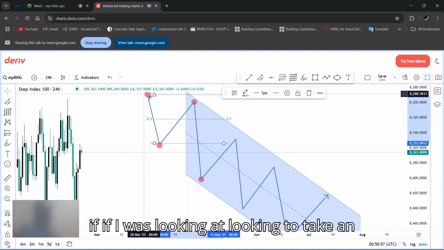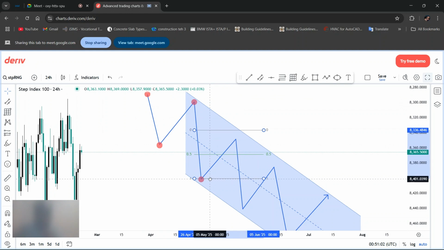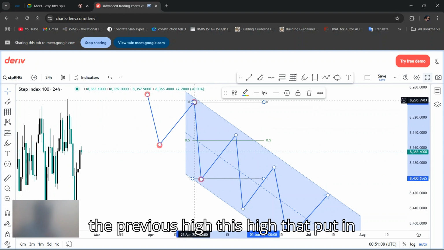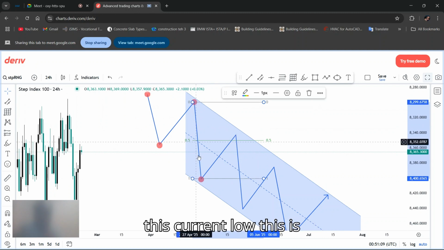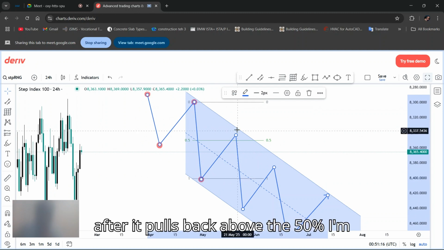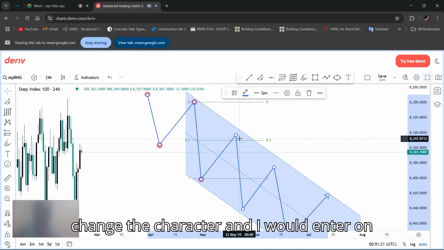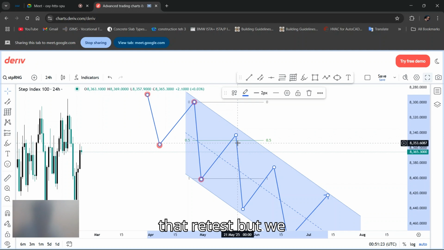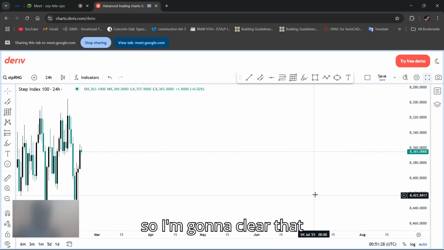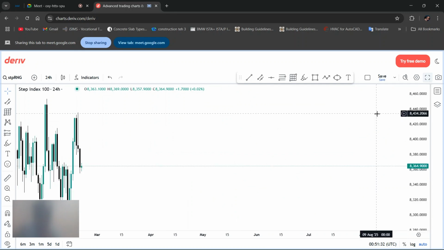Previous. Just as if I was looking to take an entry at any point here, I would be looking to take an entry from the previous high, this high that put in this current low. This is where I'll be looking to take an entry. After it pulls back above the 50%, I'm looking for an area of rejection, change of character, and I would enter on that retest. But I'm not going to dwell upon that too much. Anyways, so I'm clear on that. Reinvert the chart back to where it's supposed to be.